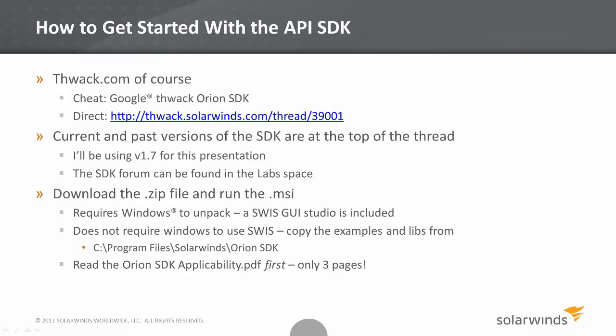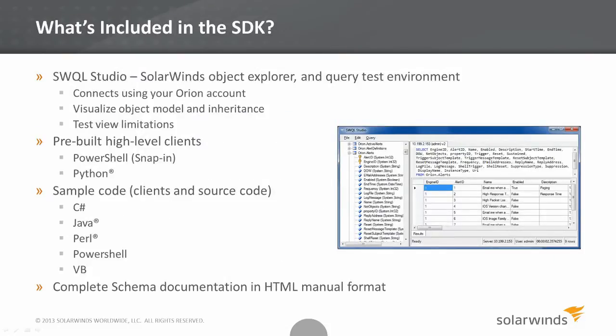And then I definitely recommend that you read the SDK applicability PDF first. It's only 3 pages long, and it can really give you a great sense of how to get started. And I'll talk about it later again, but the documentation that's included with the SDK is just really, really good. So now you've got your MSI unpacked on the machine.